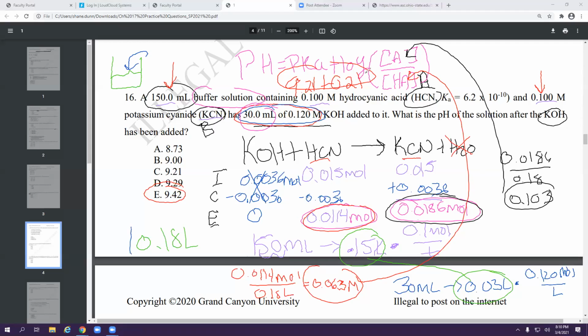So I added the volumes up, which I did before: 0.15 added up to 0.03. So I take my HA, my weak acid, and my conjugate base, divide both of those by 0.18, you should get, respectively, 0.063 for the acid and 0.103 for the conjugate base. Plug those into the big equation, and you should get E.